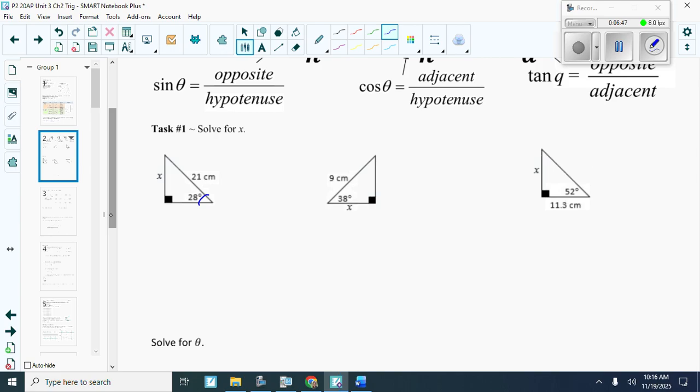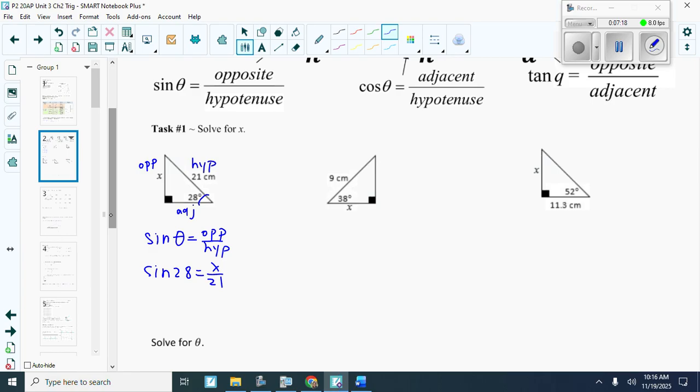The first thing you want to do is label your diagram. Make sure that you're identifying your hypotenuse. This is going to be my opposite. This is going to be my adjacent. This way I can see I need to find x, and I have an opposite and hypotenuse, so that's sine. So I'm going to write down my trig ratio, fill in what I know, and then solve.